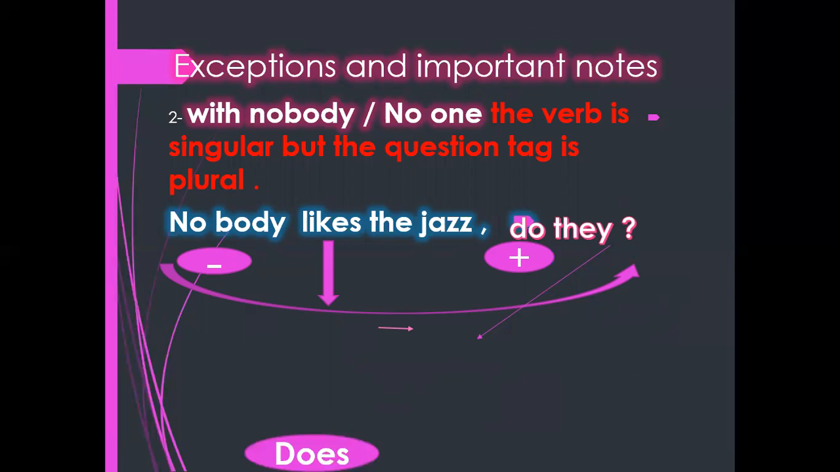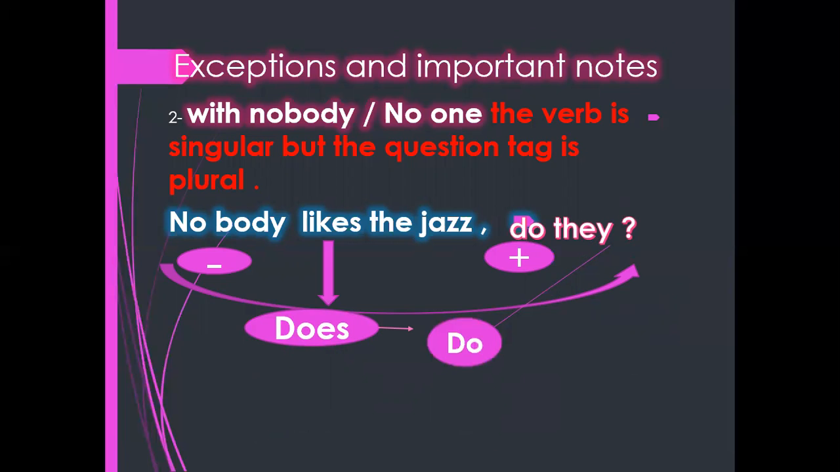Here we have the helping verb does. هلا الأصل إن نحط does لأنه الفعل likes. هلا because the pronoun here is they, we change does into do, so do they. So here the statement is negative and the question tag is positive.